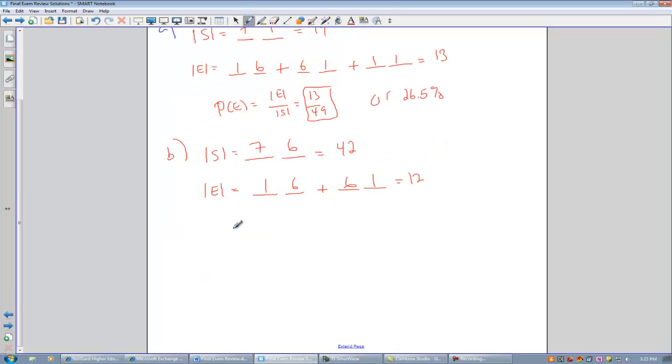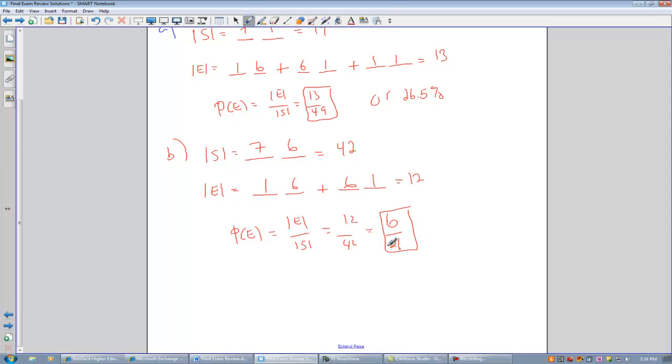So now the probability that you draw Will's name when you do not replace is equal to the number of things in E divided by the number of things in S, which is 12 over 42, which we can simplify to 6 over 21.